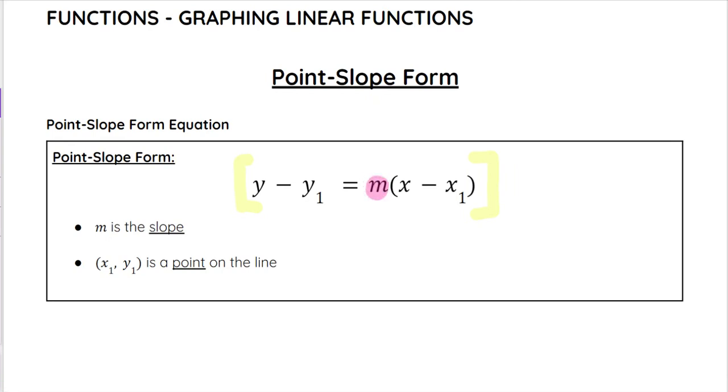Notice we have an m just like in slope-intercept form, which still represents the slope of the line, which is the rise over the run. x1, y1 together form an ordered pair that is just a random point on the line. So with slope-intercept form, we used m and b represented the y-intercept. But with point-slope form, we just have a random point on the line represented by x1, y1 written together as an ordered pair. So x1 and y1 together represent a point on the line.